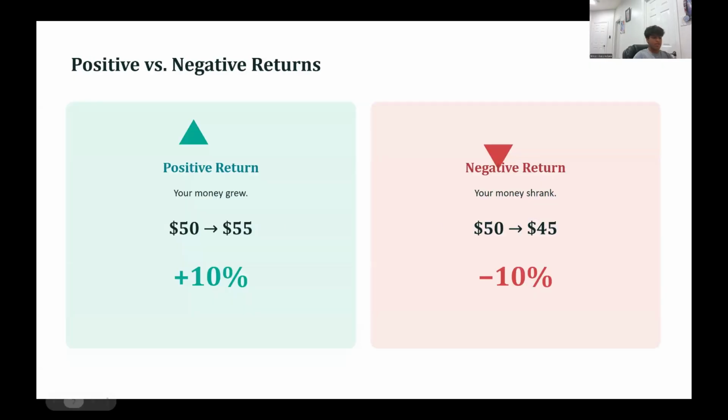Next, we have positive and negative returns. One more important thing is that rate of return can be positive or negative. If your money grows, like $50 turning to $55, that's a positive 10% return. But if your money shrinks, like dropping from $50 to $45, that's a negative 10% return. A negative rate of return just means you ended up with less than what you started with. It happens sometimes, especially with investments like stocks, and that's exactly why understanding rate of return actually helps you see clearly what happened to your money.